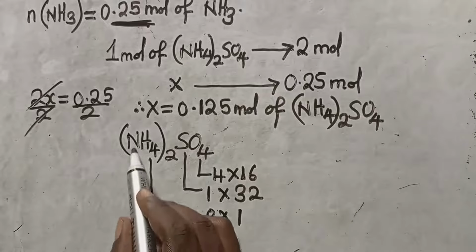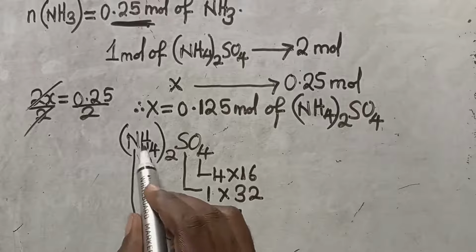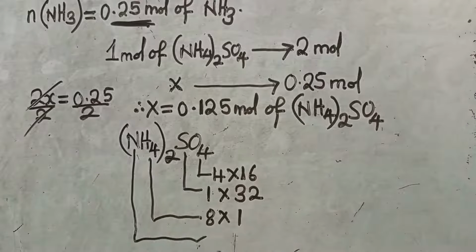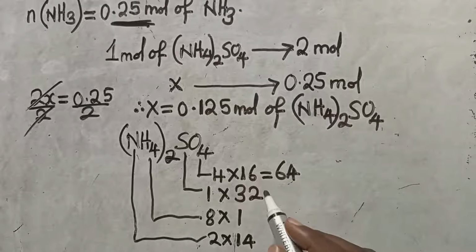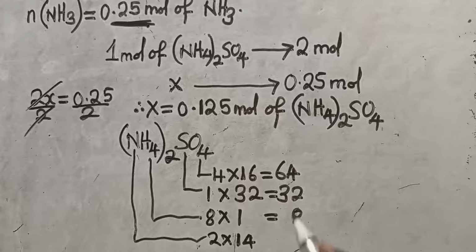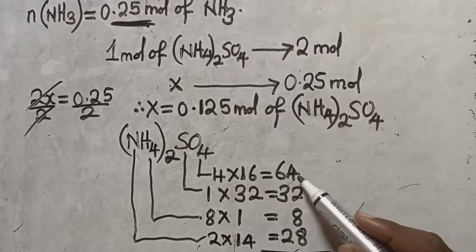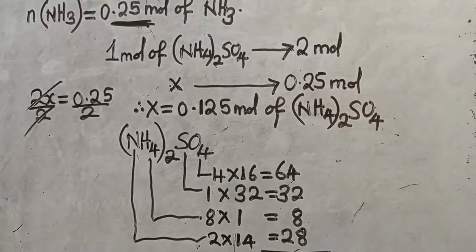Then I move to this one. There is a 2 there, there is 1, and this 2 that is outside. So 2 times 14. What answer do we get? Here we get 64, here we get 32, here we get 8, here we get 28. If you add everything, what answer are you getting? 14 plus 8, that is 22.